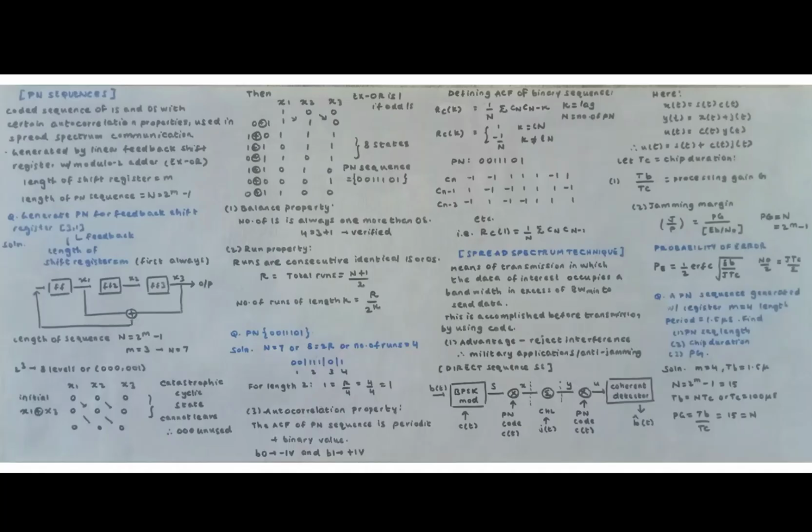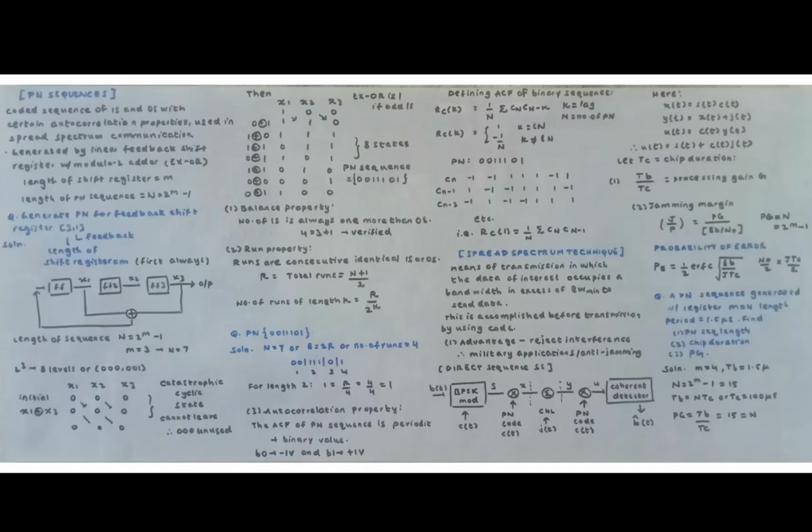So the length of the sequence is n equals 2^m minus 1. Since we've been given m equals 3, then n becomes 7. Then we have 8 levels because we have 3 registers. Now, we don't want to start with an input of 0, 0, 0 because it's always going to end up being the same sequence over and over again. This is known as a catastrophic cycle. So we don't want this.